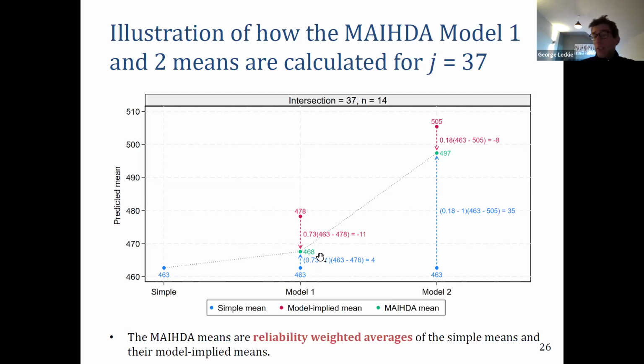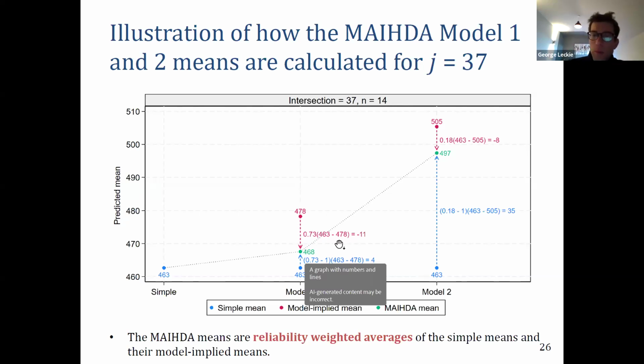Okay, it's not that high because you've only got 14 kids. If you had more kids, that reliability would go up and that green dot would approach the blue. And if you had fewer kids, 13, 12, 11, 10, all the way down to 1 to 0, you'd end up at 478. So that's how it slides around the green dot, what's actually pumped out from MAIHDA.